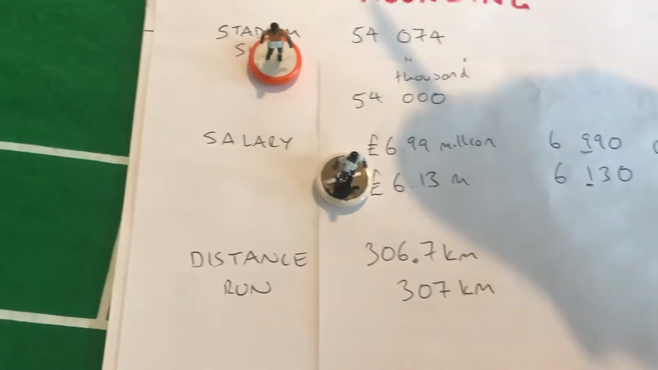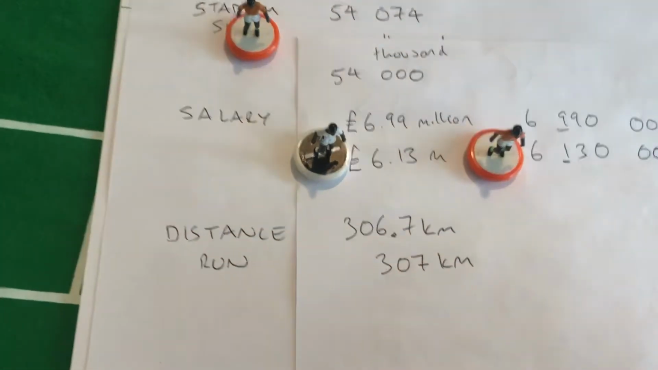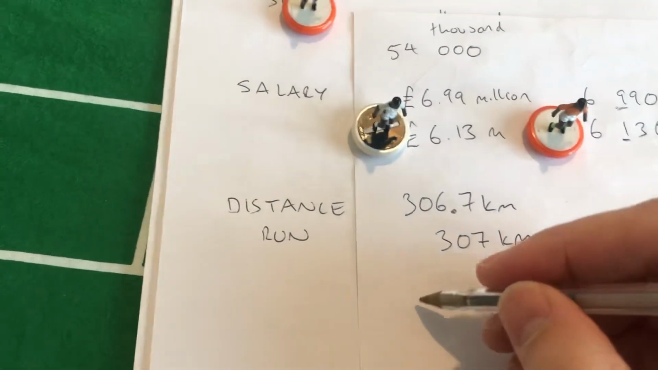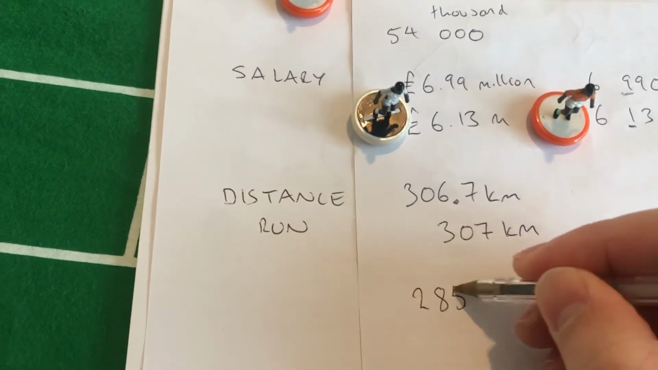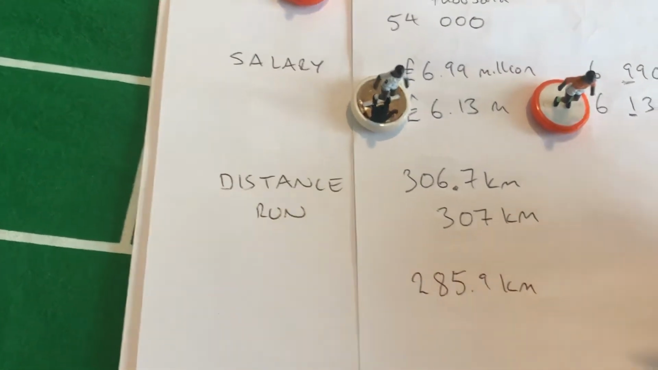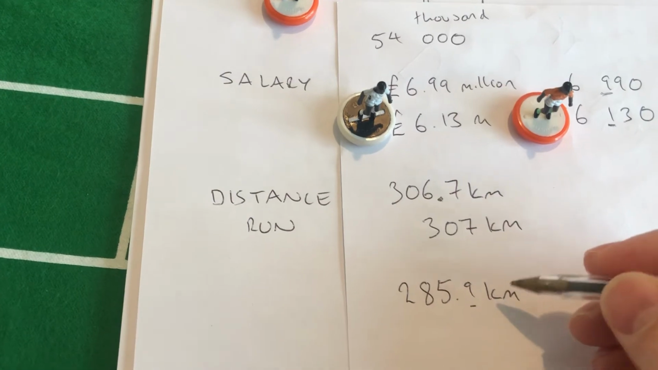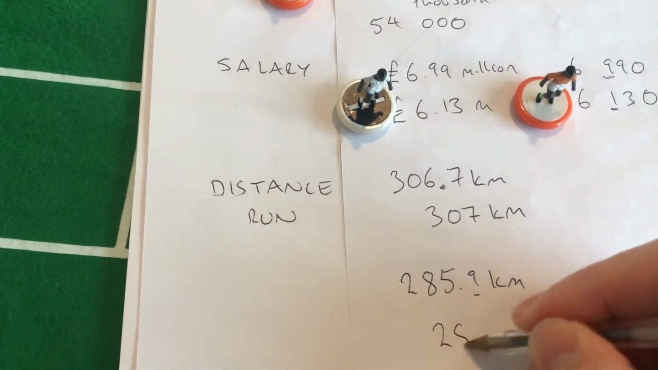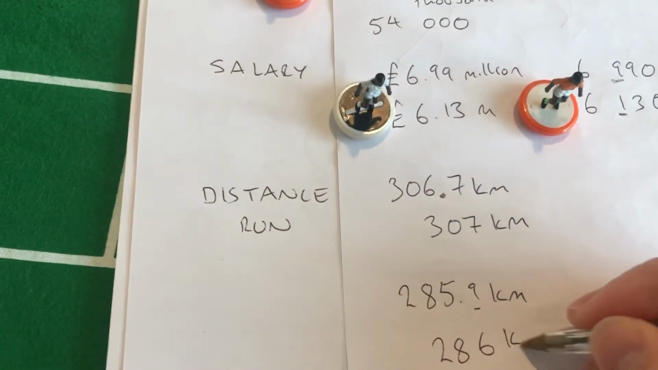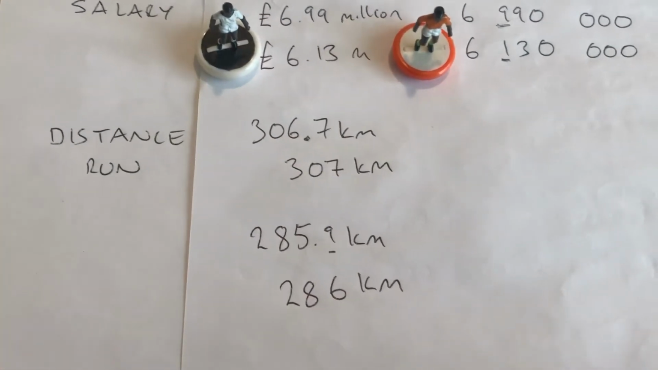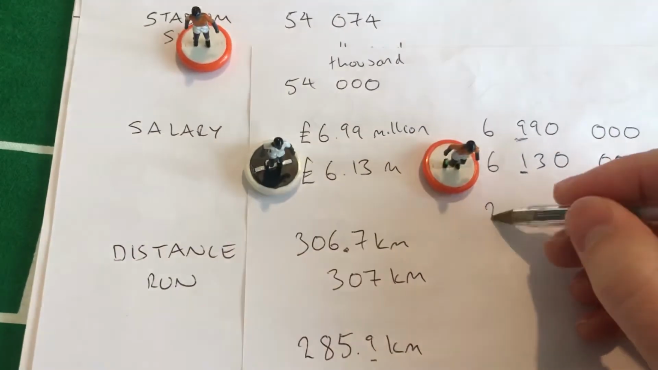Now, Wilfred Ndidi of Leicester, in the same length of a season, he ran 285.9 kilometres, and that 0.9 will round up to the nearest unit, nearest kilometre, 286 kilometres. So they do run a lot. Usually it's midfielders who run the most. But they each played 26 games.